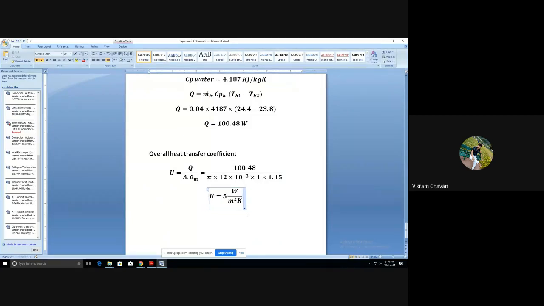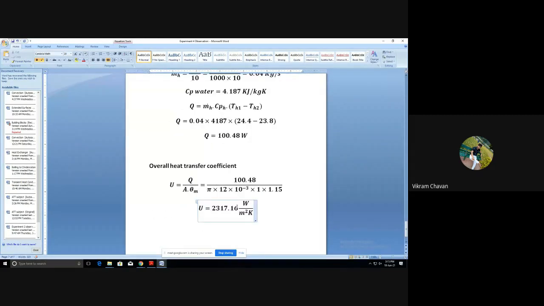2317.66. Great. So in this manner we have calculated, and the final results you have to write. I will check the results. How to write the results? Critical heat plus parallel flow.